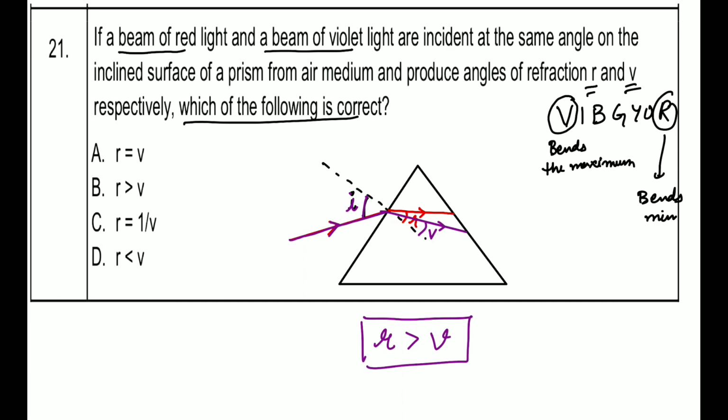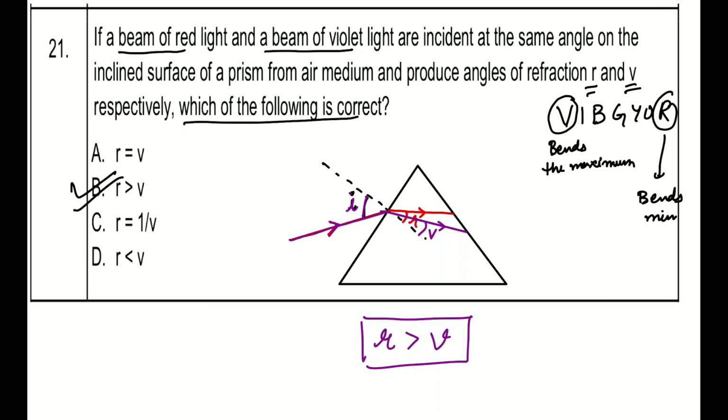Is that a yes or no? Can you guys see that? Yes, your angle R is actually greater than your angle V, right? So let's see if that is there in the option. Yes, it is there. Option number B is the correct answer, right? Okay, I hope that's understandable.